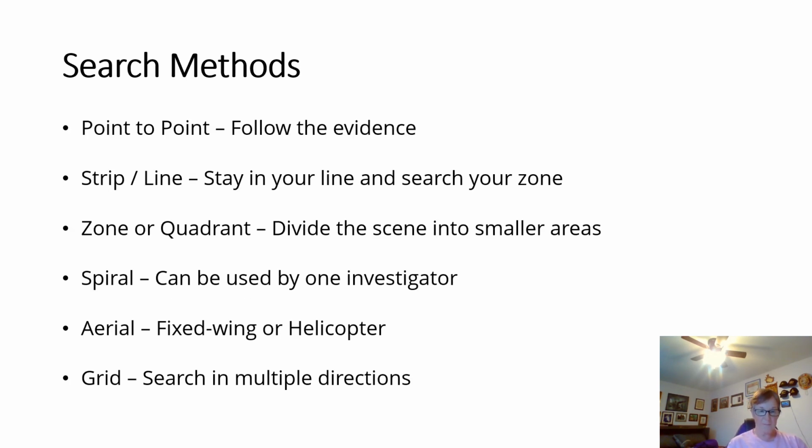Your search methods. One search method to follow would be the point-to-point, essentially following the evidence. This way of searching is suitable for crime scenes with multiple points of interest and needs to establish clear paths for an investigator to follow. It's actually a natural way that an investigator will follow into a crime scene. And they will move from evidence to evidence.